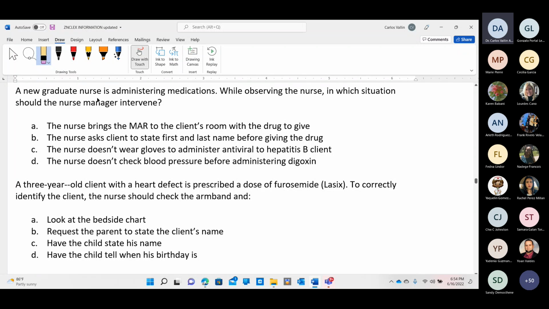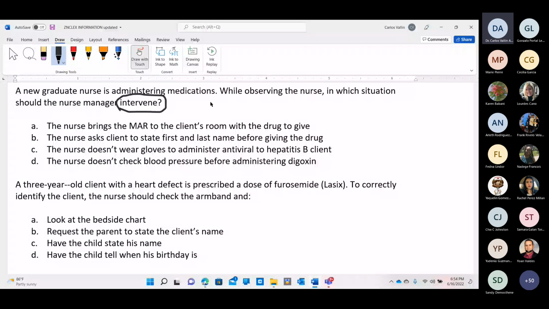A new graduate nurse is administering medication. This is your case. You are graduated, you pass the NCLEX, you start working in the first days. While observing the nurse, in which situation should the nurse manager intervene? Okay, so somebody is supervising your work, and of course, do I understand the question? What do I need to look for, something right or something wrong? Something wrong. It's a negative question, okay?